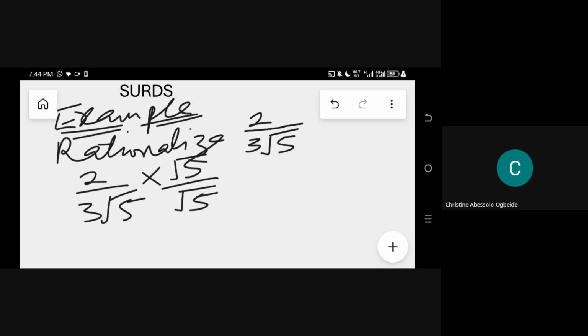So this is just one method. Some teachers might say multiply the top and the bottom with the full bottom. Use what you have at the bottom, 3 root 5. That's what you should use to multiply the top and the bottom. If you do that, you still get the same result. So now let's continue with this.